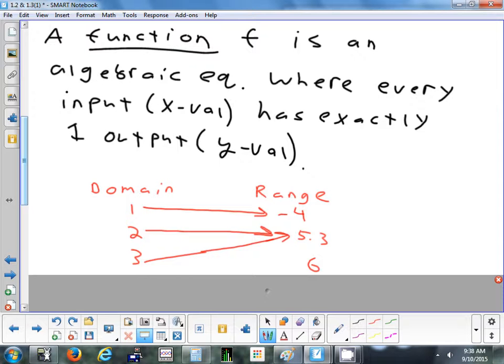You can use a value more than once, but what you can't have is something like this. That's a problem. Now if I said to you, if you plug in 2, what are you going to get? You'd say, I don't know. You get 2 different things. That's not a function. Every input has to go to exactly one output. That's what makes something a function.